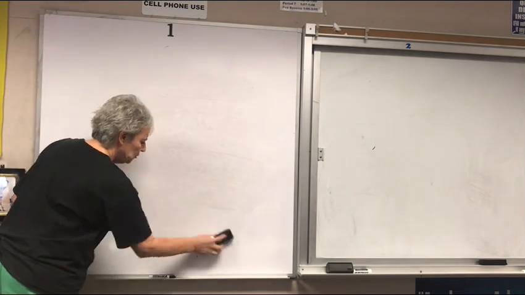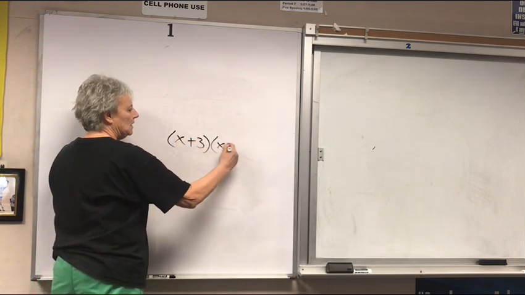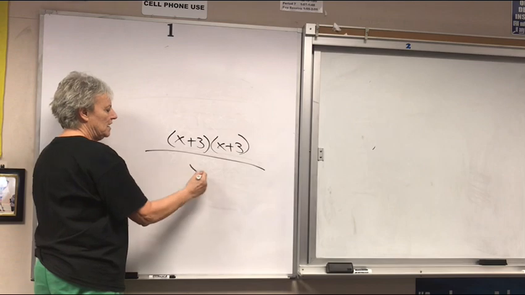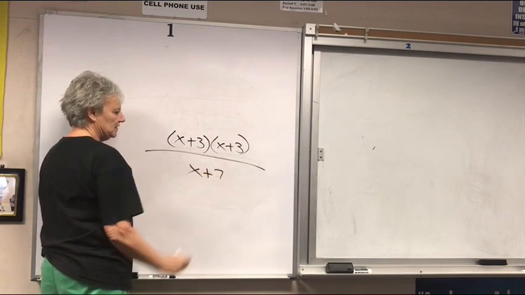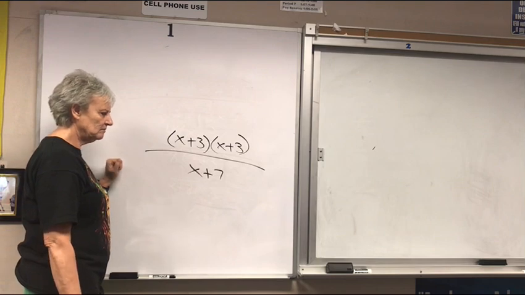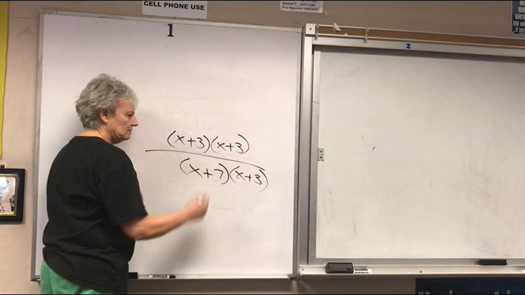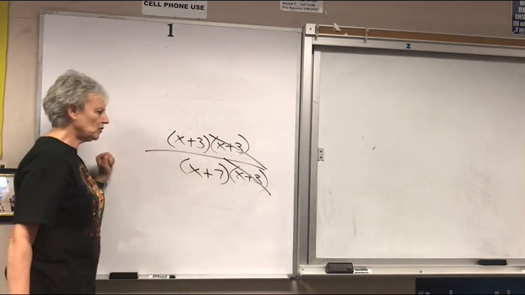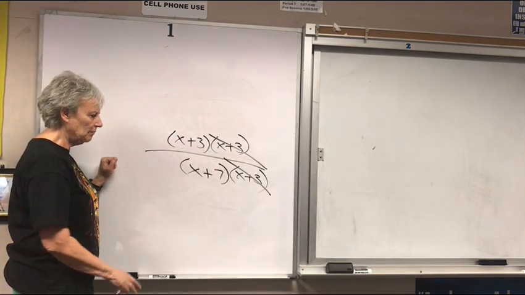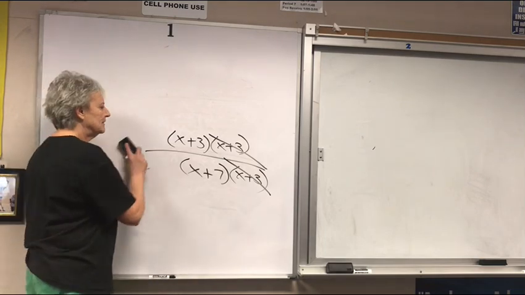What happens if you have x plus 3 over x plus 7? Can you do anything? No. If I add an x plus 3 to it, you can only cross one of them out. Dump the parentheses. I'm not going to take off for it, but I will on the board, you know.